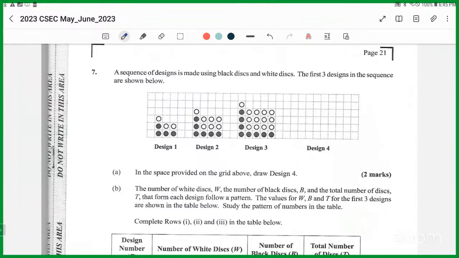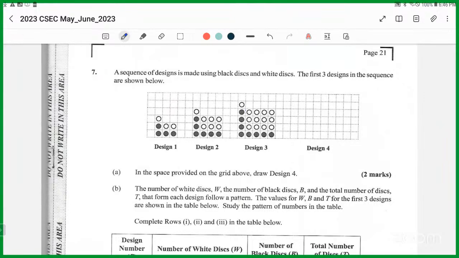Question says, a sequence of designs made using black and white discs. The first 3 designs in the sequence are shown below. You can see the pattern. So in the space provided on the grid, we must draw design 4. I don't have to explain it. You can just draw it, right?